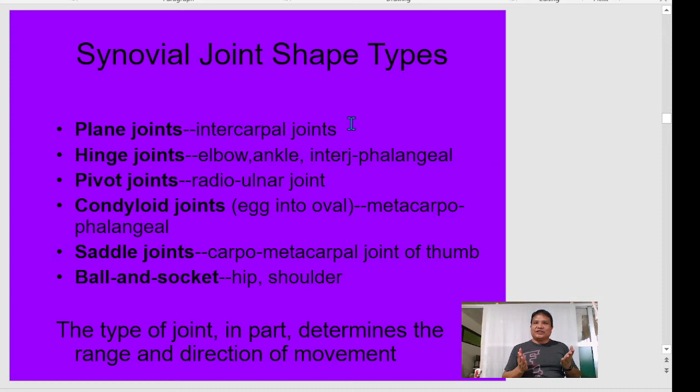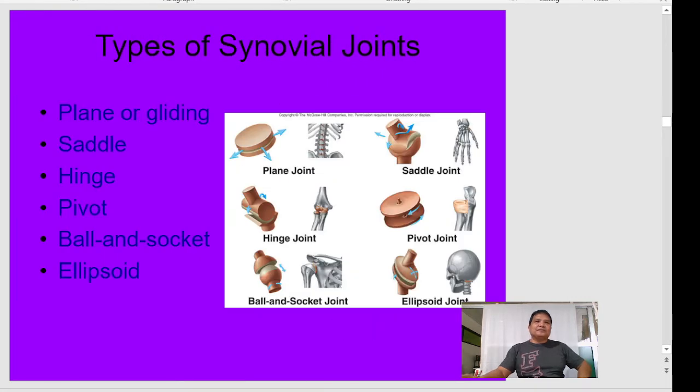Then your condyloids. Then saddle, and ball and socket, which is the most popular and the largest type of joint, found in our shoulder and in our hip joint. So these are the examples of the plane joints.